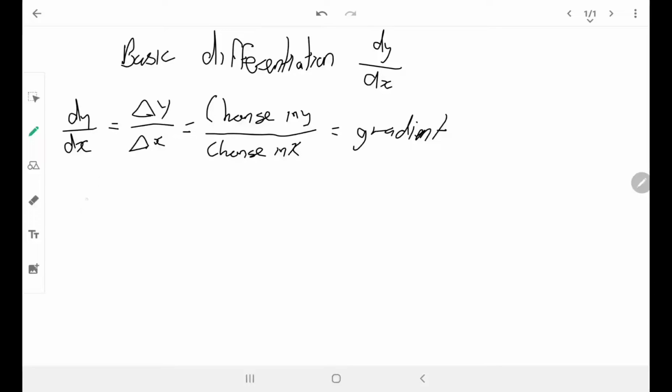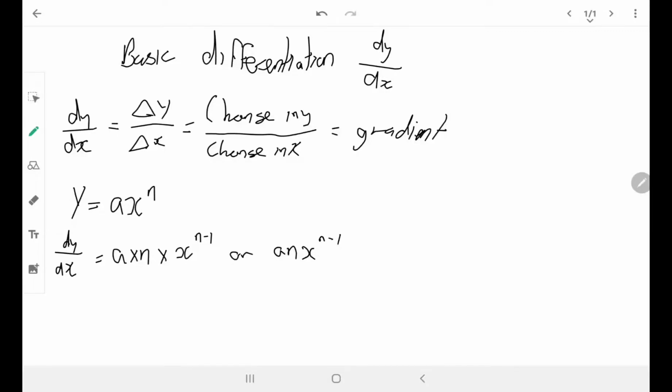Now, if I have something like y equals ax to the power of n, then your gradient, your dy over your dx, your change in y compared to your change in x, is a times n times x to the n minus 1.